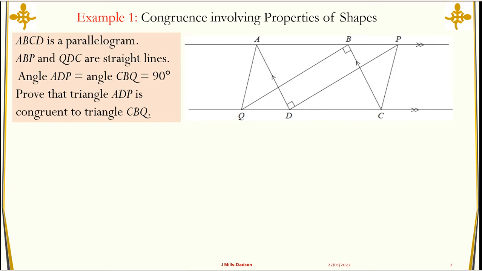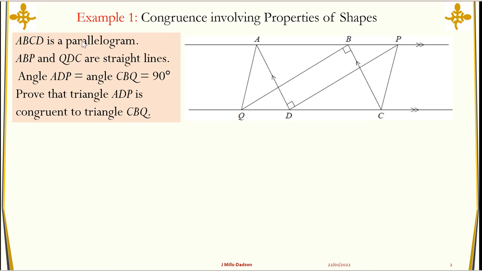Example 1 is congruence involving properties of shapes. So ABCD is a parallelogram, and ABP and QDC are straight lines. Angle ADP equals angle CBQ, 90 degrees. Prove that triangle ADP is congruent to triangle CBQ.